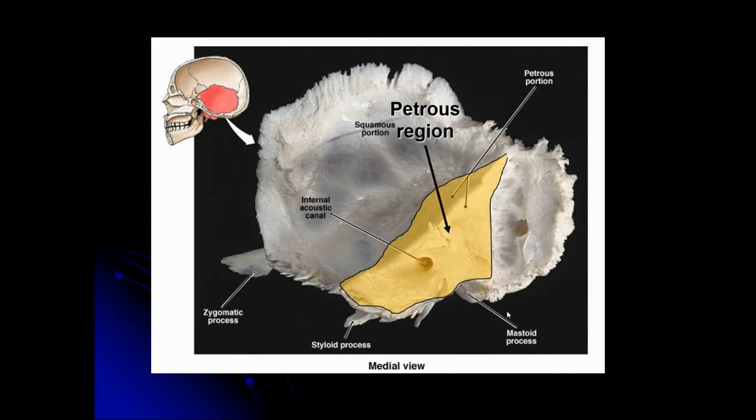Well, this petrous region has our first marking on it, and our first marking is a hole, but it doesn't go all the way through. It only goes part of the way through, so if you were to try to put a stick through it, you would not be able to. But this is called the internal acoustic meatus or internal acoustic canal. And so you can see here's the petrous region, there's that internal acoustic meatus or internal acoustic canal.